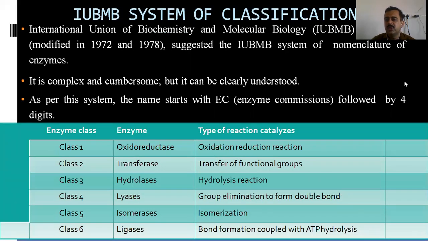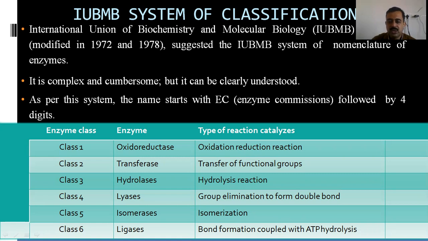Now, the system of classification is again a little bit different. It is called the IUBMB system of classification, International Union of Biochemistry and Molecular Biology, and it was designed in 1964. Again, there were certain modifications done in 1972 and 1978, suggested by the IUBMB system of nomenclature of enzymes. It is complex and cumbersome, but it can be clearly understood. As per the system, the name starts with EC, the Enzyme Commission, followed by four digits. For example, class 1, oxidoreductases: the oxidation reduction reaction takes place.